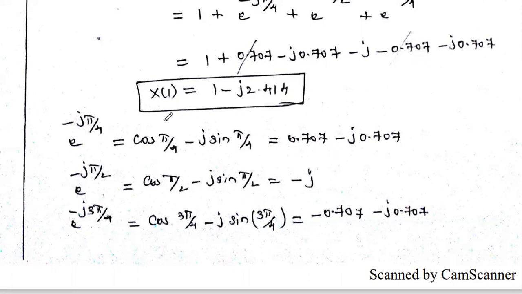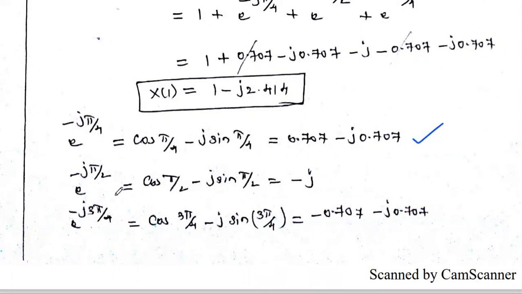So you change the mode in the calculator to radian mode. Then you type cos of pi by 4. We get the answer 0.707, that is 1 by root 2. Similarly, sin pi by 4, you just calculate, it is also 0.707. So e power minus j pi by 4 value is 0.707 minus j 0.707.